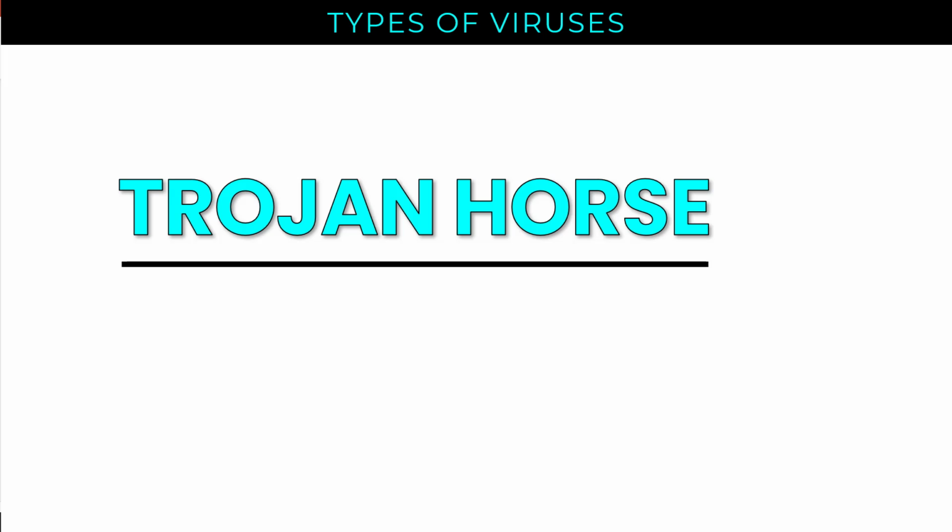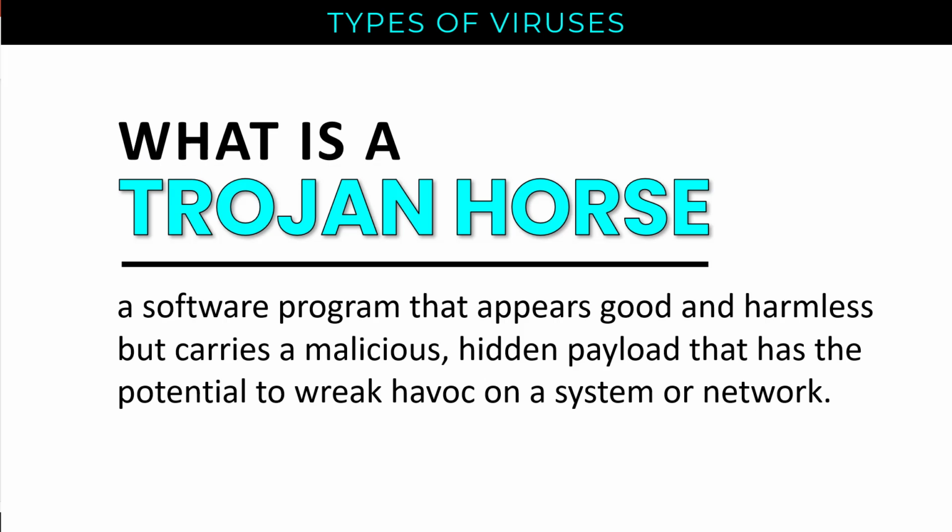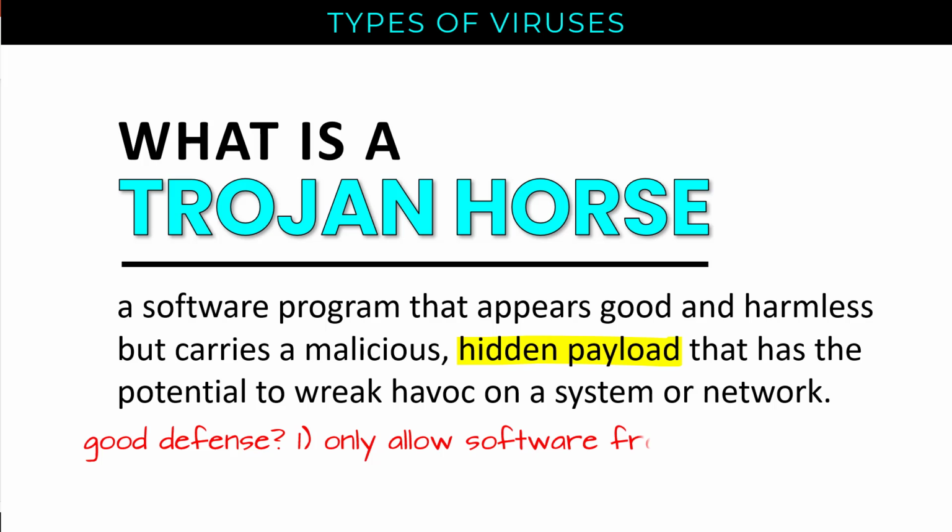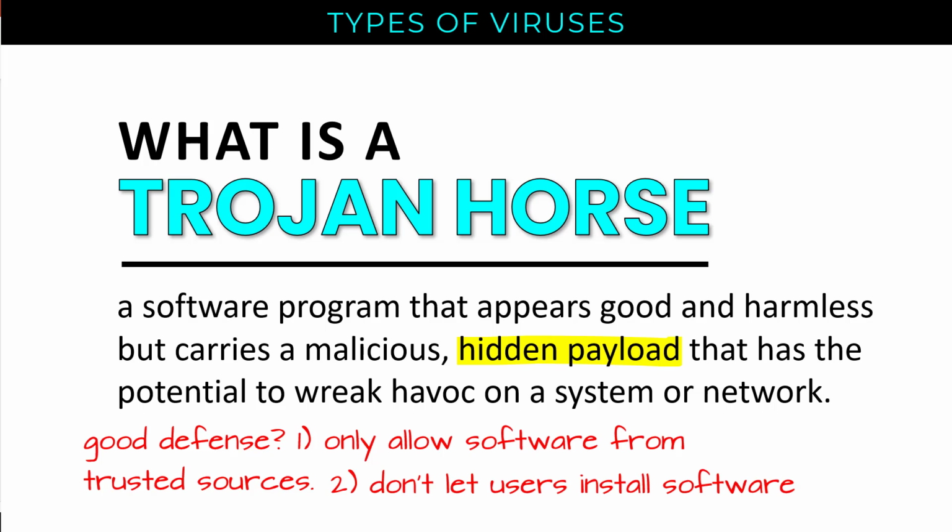Trojan horse. A Trojan horse is a software program that appears good and harmless, but it carries a malicious hidden payload that's designed with the potential to wreak havoc on a system or a network. So what's a good defense here? Well, only allow software from trusted sources. And in a business context, don't let users install just any software. Maybe don't let them install software at all. Do it for them with your endpoint management.